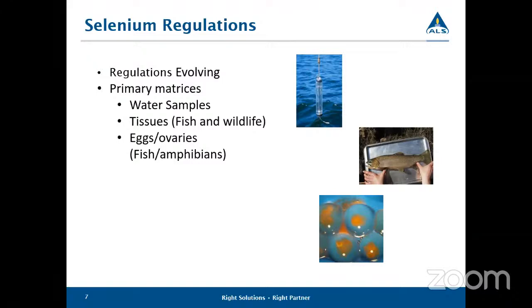Selenium regulations. Now, selenium regulations are currently constantly evolving. There are three primary avenues that regulations are targeting. This is water concentrations, so water samples; whole tissue, fish and wildlife, which is particularly of interest to assess diet-based exposure, say, First Nations populations in different parts of the country; and also eggs and ovaries, which would assess toxic effects in the population of these animals. So is the selenium affecting the reproduction of salmon in your streams, for example?